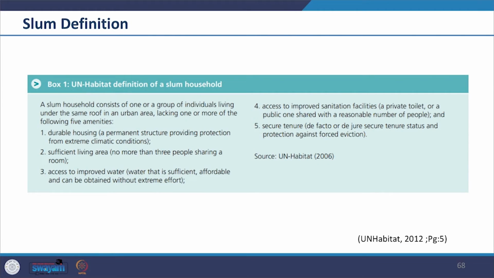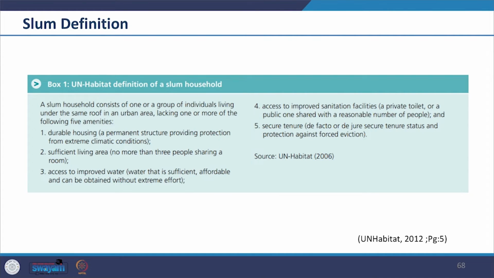Now moving ahead, we look at the official definition given by the United Nations, as in its document of 2006. A slum is one or a group of individuals living under the same roof in an urban area lacking in one or more of the following 5 amenities. You need to pay attention here: if any one or more of these are lacking, they would be considered a slum as per the definition of the United Nations.